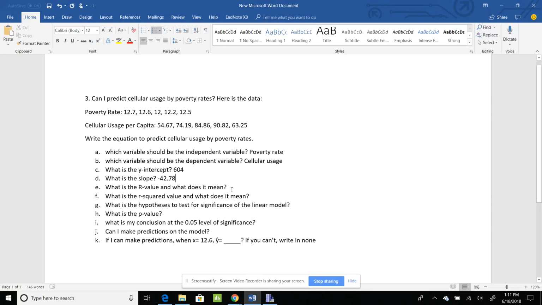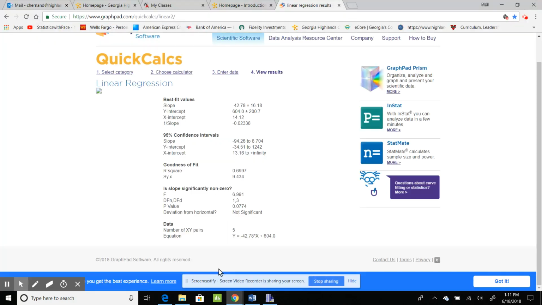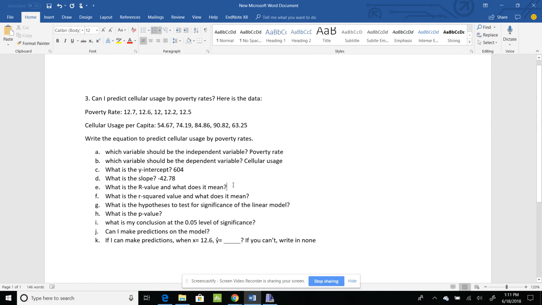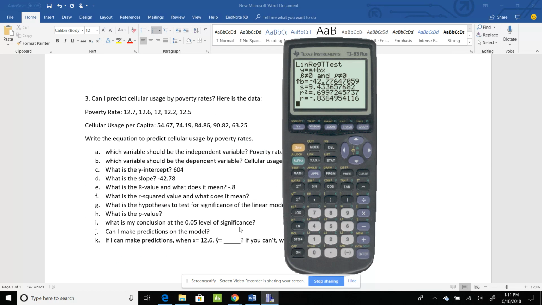All right, what is the R value and what does it mean? So again, I'm going to bring both things back up and let's see. Okay. So the great thing is the calculator does give you the R. Unfortunately, the website doesn't, but there is a way to figure it out. So using the calculator, the R is negative 0.8364. So I'm going to round that up to negative 0.84.